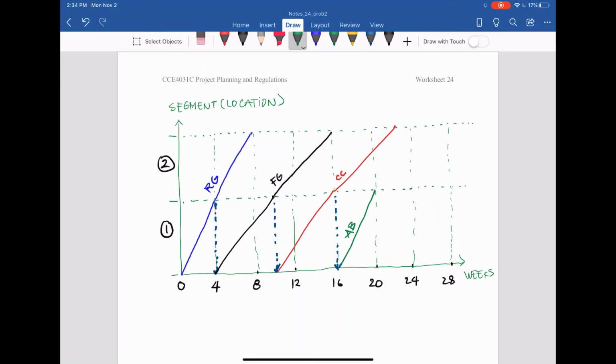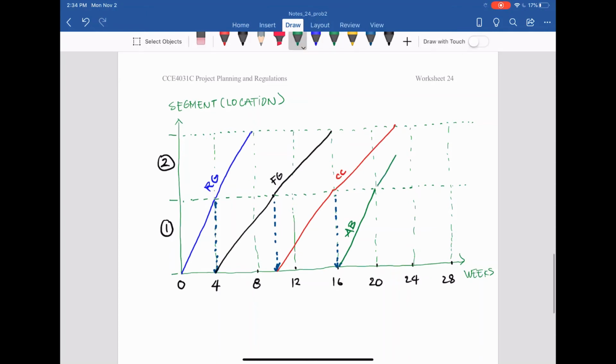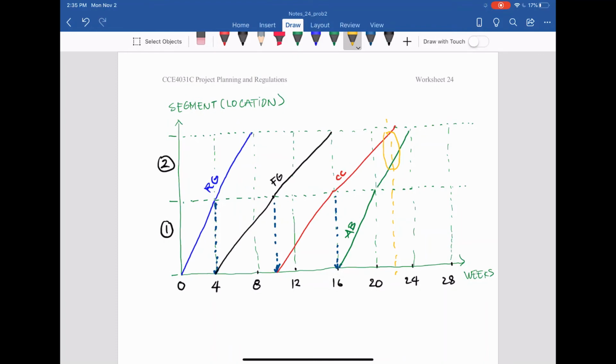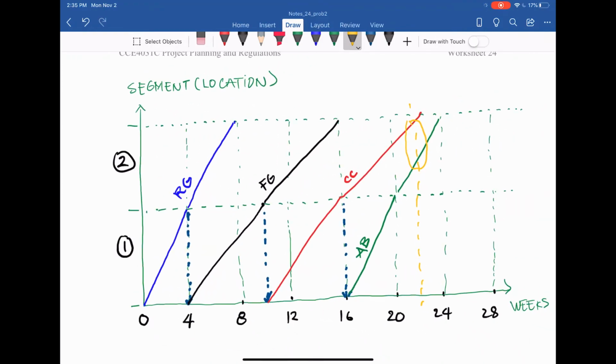And then if we assume we continue for another 4 weeks, it means here we go to continue that. We have a problem in this scenario, because let's see that at time 22 weeks, we have both concrete curb and aggregate base occurring on segment number 2, and that's not right.